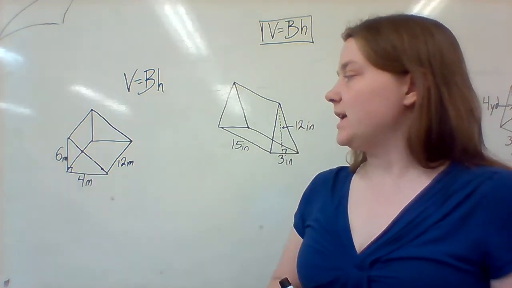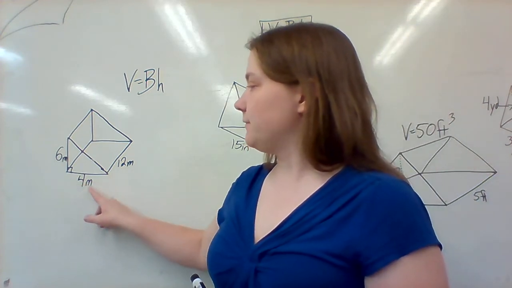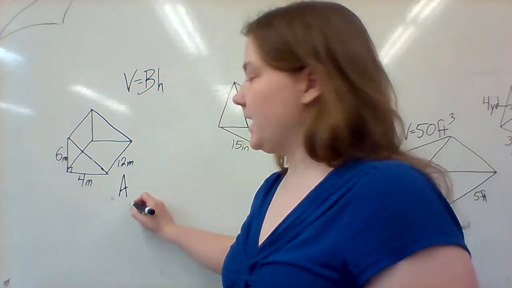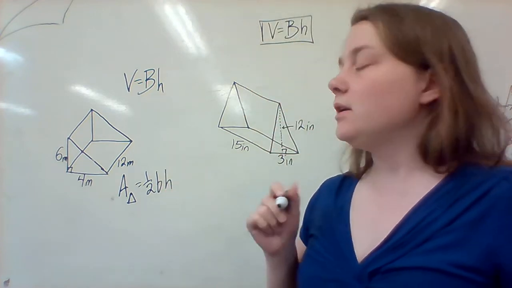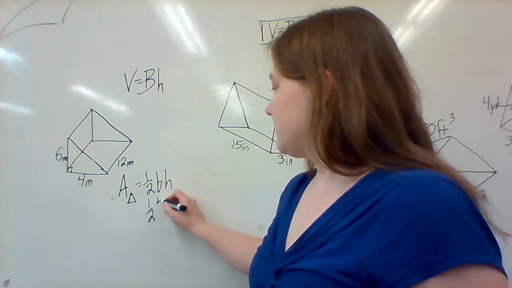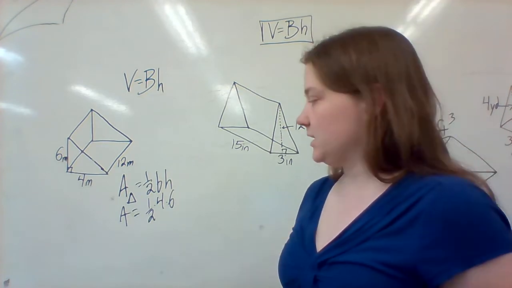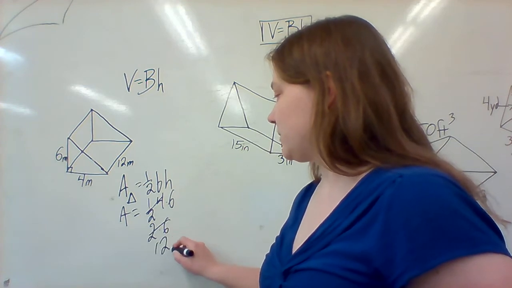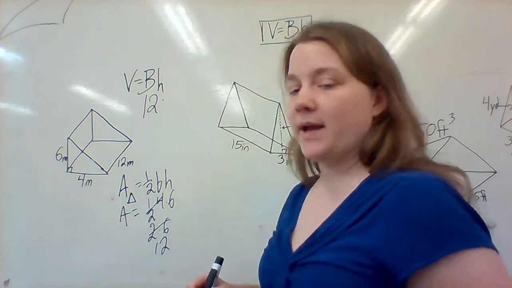So let's find the area of the triangle, which has a base of 4 and a height of 6. I remember that the area of a triangle is half base times height. So what I need to do is plug in 4 as the base and 6 as the height into my equation, and now I can solve. Well, half of 4 is going to be 2. 2 times 6 is going to be 12. So the area of the base is going to be 12.